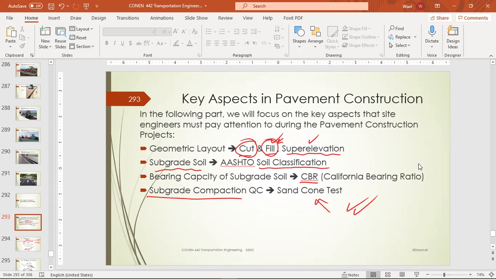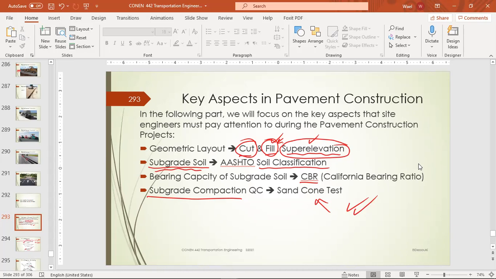Okay? Then the super elevation, especially for horizontal curves. This is very critical during construction. The subgrade soil. You must be aware and paying attention to the kind of soil during the leveling. If there is any change in the shape of the soil or in the properties of the soil, you have to notify the consultant with what you are seeing on the ground.